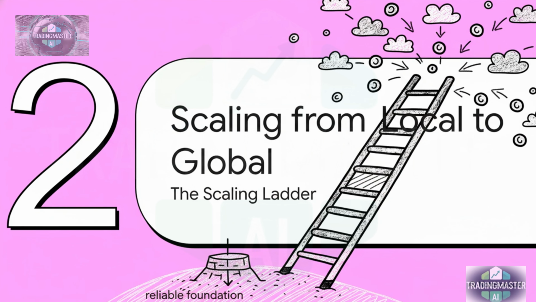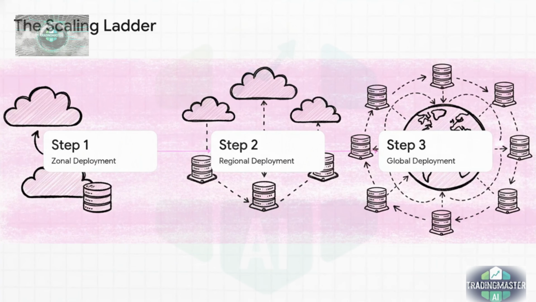So we have a reliable foundation. Awesome. Now we can start building on top of it. In part two, we're going to climb what we call the scaling ladder, taking our app from a single spot and stretching its footprint across the entire globe. And this is the ladder. You start on the first rung with a simple zonal deployment. This is great for dev and test, or maybe a small app that isn't mission critical. Then you step up to a regional deployment, using those multiple zones for the high availability we just talked about. And finally, for the really important stuff, you climb all the way to the top, a global deployment that spans multiple regions all over the world.